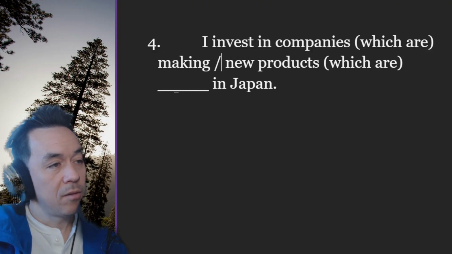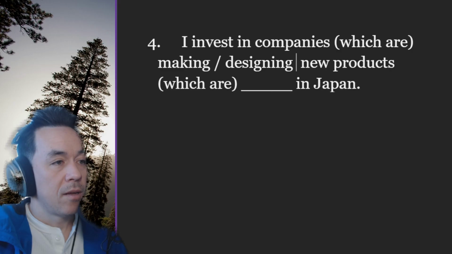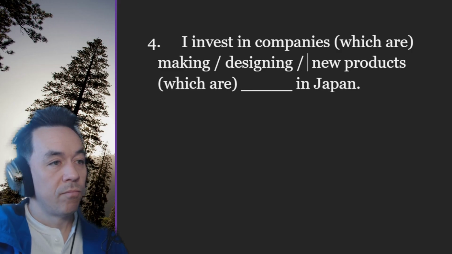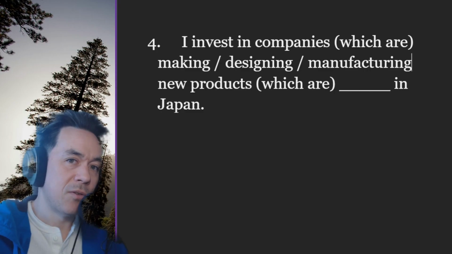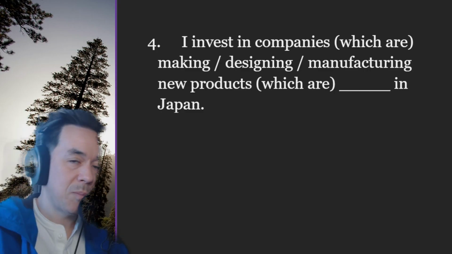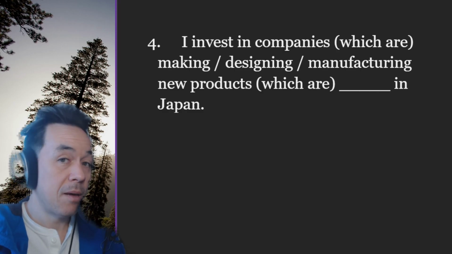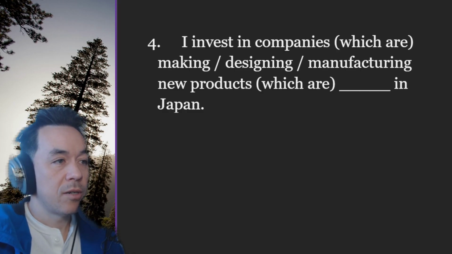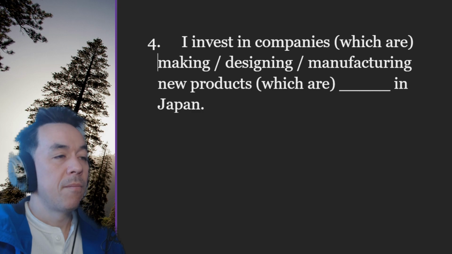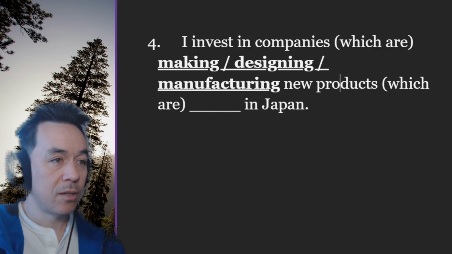let's say making, you could say designing, manufacturing, that means factory level, factory style, high speed, accurate making. Okay, so I think that's the answer. So companies which are, I invest in companies designing. I invest in companies manufacturing new products.